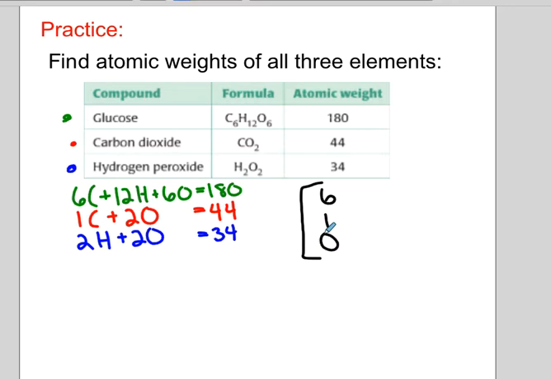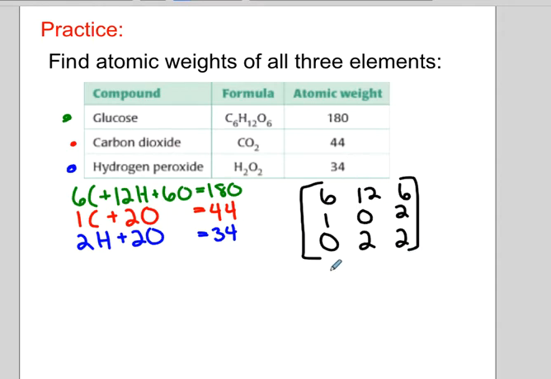For the hydrogens, I have 12 hydrogens for the first one. I have 0 hydrogens for the second one. And I have 2 hydrogens for the third equation. And then the oxygens, they all have oxygen. So it's 6, and then it's 2, and then it's 2, right? So that's my coefficient matrix.